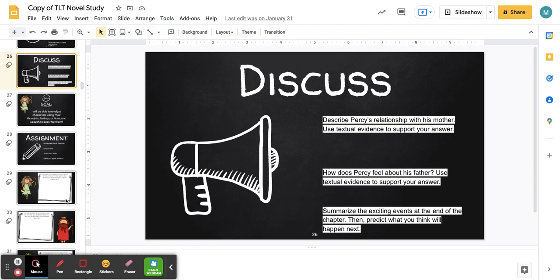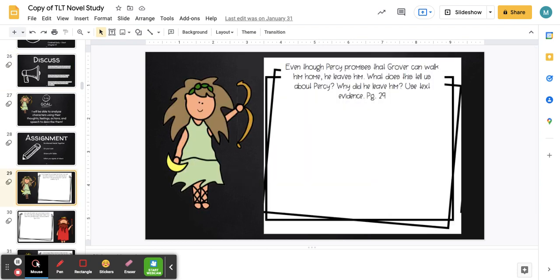So what we're going to do, kiddos, is I want you to look at that little excerpt that you have that says question 1 at the top. And I want you to answer this question for me. It says, even though Percy promises that Grover can walk him home, he leaves him. What does this tell us about Percy? Why did he leave him? Use text evidence.